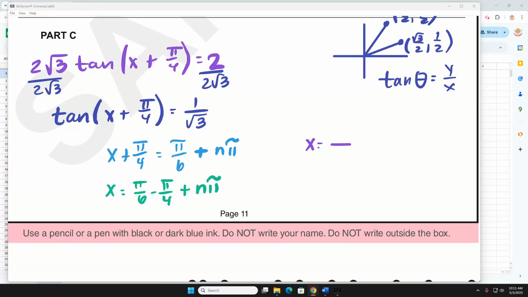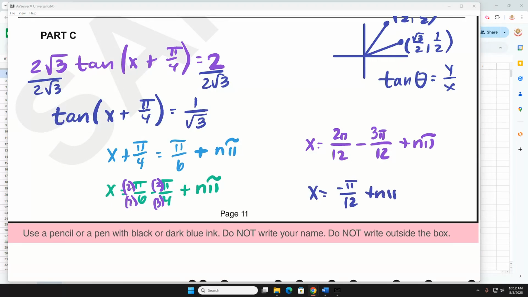Okay, so if I'm going to subtract pi over 6 minus pi over 4, what is my common denominator? 12. So 6 needs to get multiplied by 2, and 4 needs to get multiplied by 3. So x is going to be negative pi over 12 plus n pi.